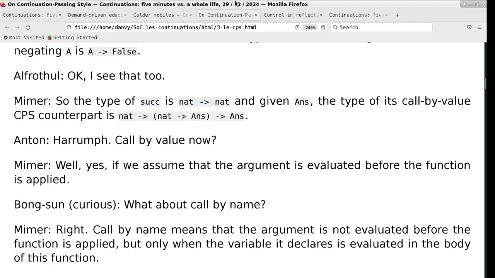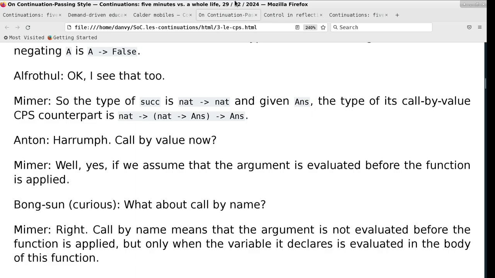Okay, I see that too. So the type of succ, the successor function, is nat to nat, and given an answer type, the type of its call by value CPS counterpart is nat to (nat to answer) to answer. Our call by value now. Well, yes, if you assume that the argument is evaluated before the function is applied.